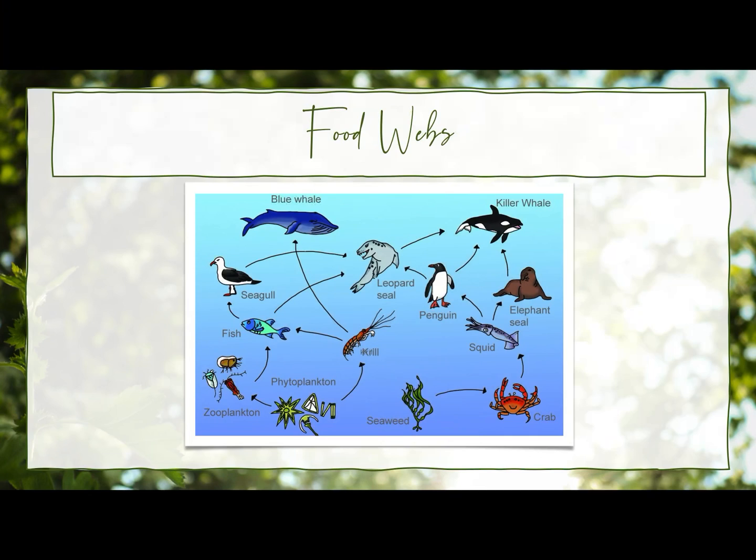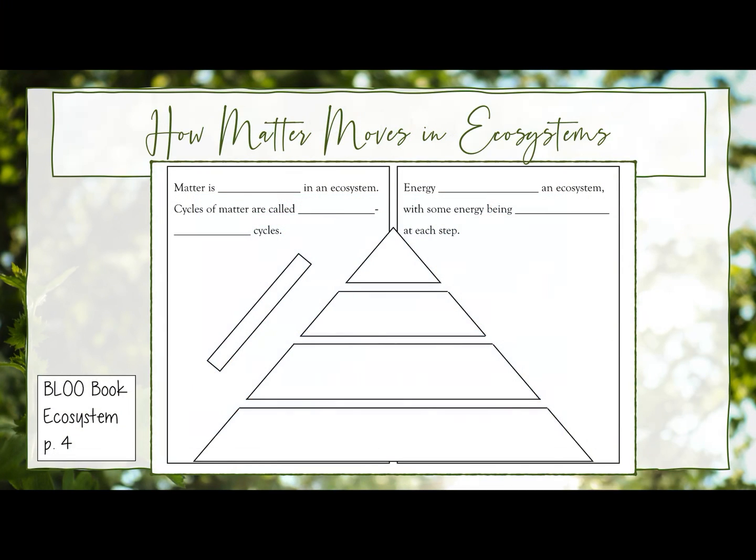And of course, we know that very, very few organisms rely solely on one food type. And so we can look at a more holistic view of an ecosystem by looking at a food web, and that's just incorporating a bunch of different food chains together.